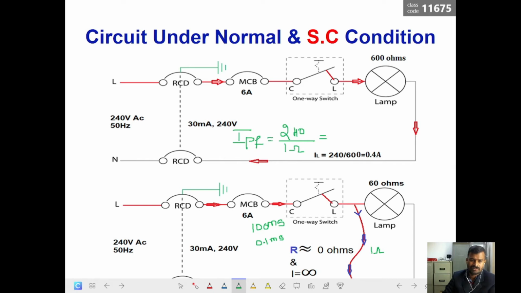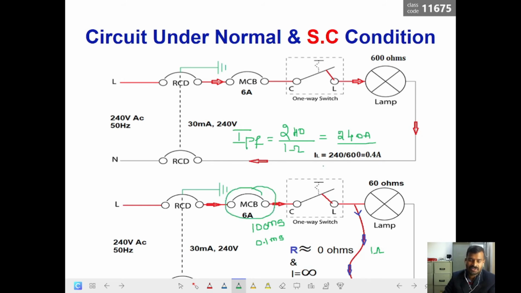Okay, for this condition, IPF is 240 divided by 1 ohm, so 240 amperes. So this is the short circuit current I am obtaining for this particular source and the given scenario. So this 240 amperes is a short circuit current.